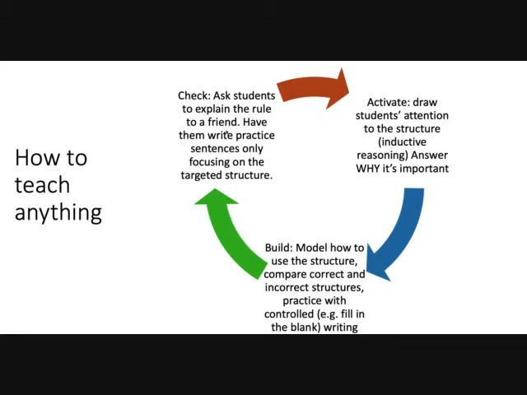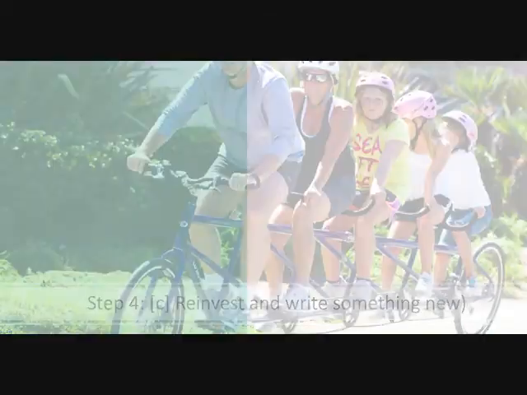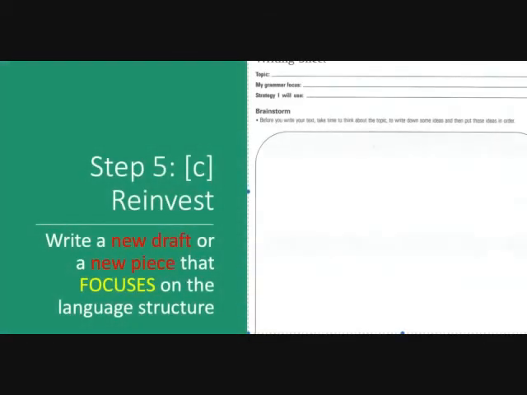And then you write a new one. That's the next step. So step 4 is to reinvest and write something new. So remember I talked about getting the students to write on their grammar focus. So they're going to write a new piece of writing now that really focuses on that structure that you were working on. So let's say I was focusing on a typical one, a homonym, the difference between there, and there. So I've focused on that with the students. We've understood where that's an issue. We've identified it. We've practiced it.